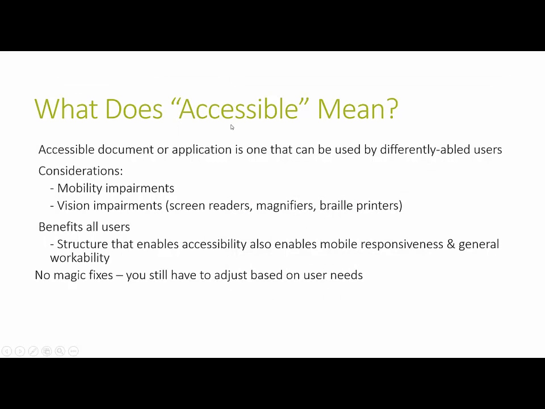So what do we mean when we talk about accessibility? I think that's a word that's thrown around a lot. So let's really hammer out a definition for what we're talking about right now. A document or application is accessible if people with disabilities such as mobility impairments, blindness, and low vision can use it. Accessibility features in Acrobat Reader and PDF.